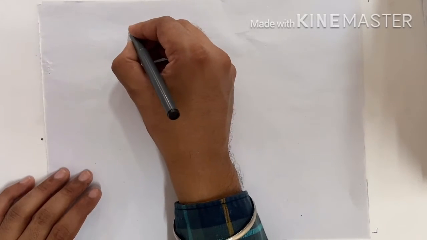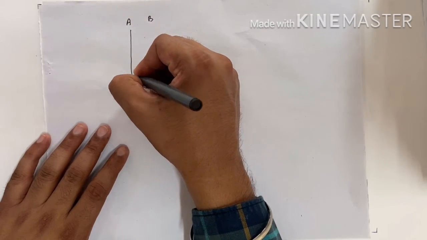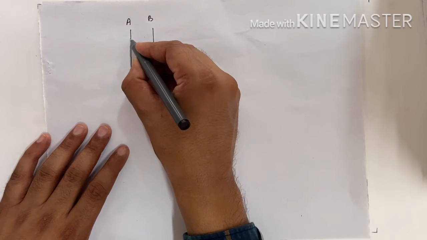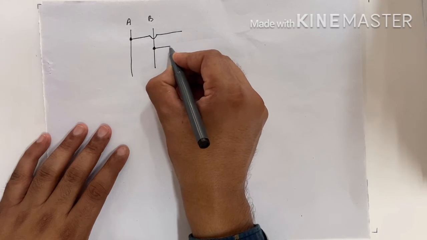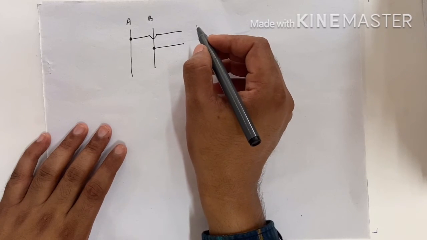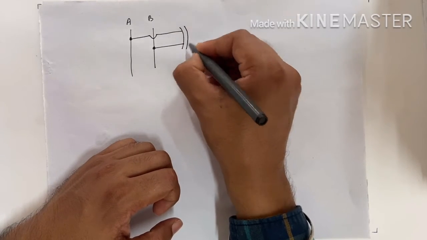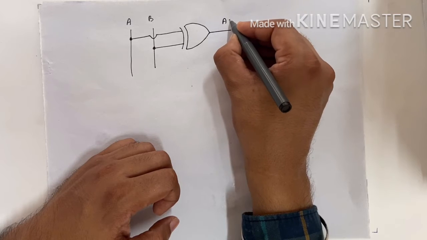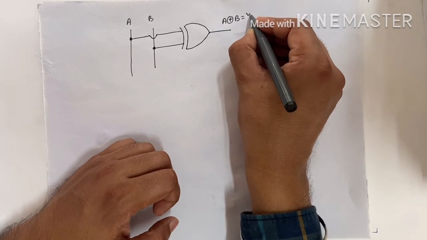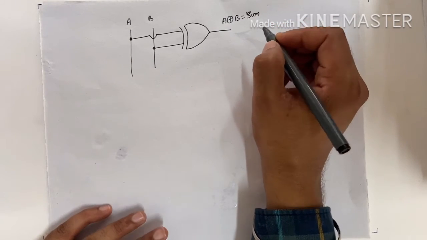Okay, so for the combinational logic circuit, this is the A input and this is the B input. We have to draw this in this fashion. We can take A in this fashion and B in this fashion. For sum we can see that it is the XOR operation, so XOR operation means this is the XOR gate. A XOR B equals sum. This is the sum. And for carry we have to apply the AND operator.